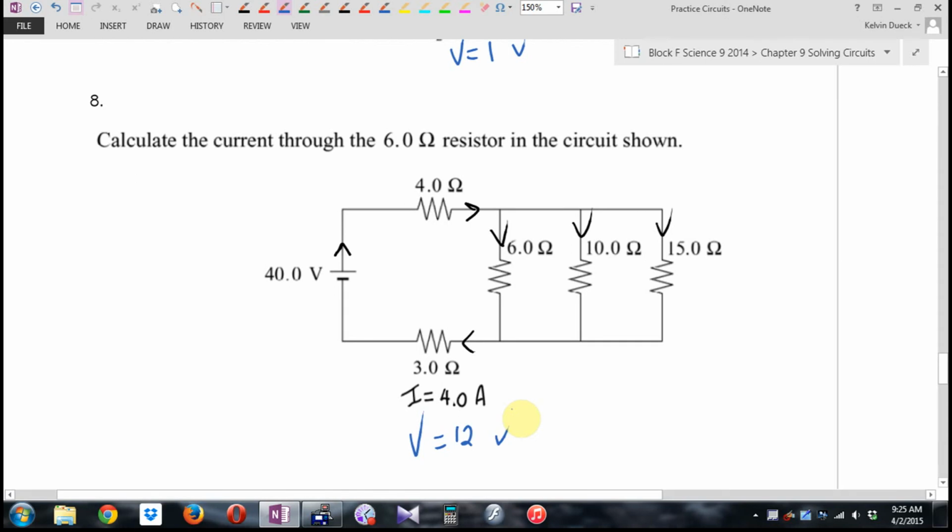Now, how many amps right here? How many amps right here? Here? Here? Here. I know 2 things. Stop. I know 2 things. You know what? I also know the voltage drop going through there. Yeah, in your head, please. It is 16.